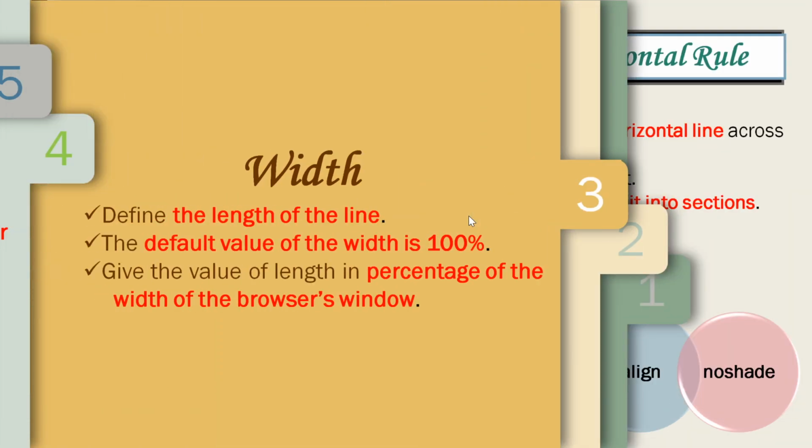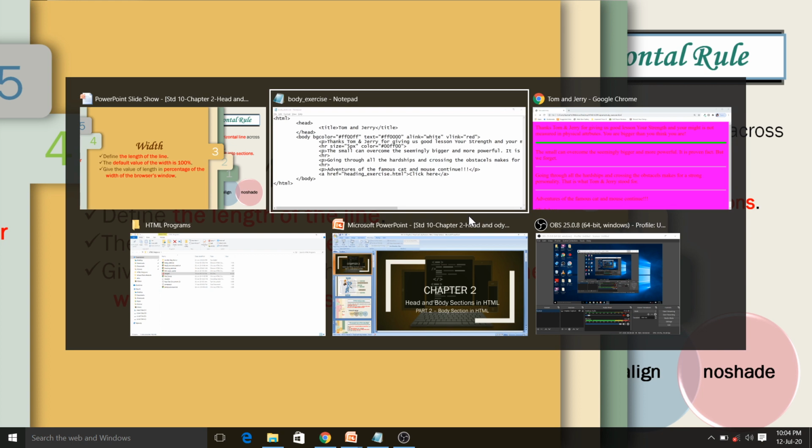Then we will see the next attribute, that is width. It will define the length of the line. The default value of the width is 100%. It will cover the entire browser window. You can change it by specifying a percentage of the width of the browser window. Here I will show you.